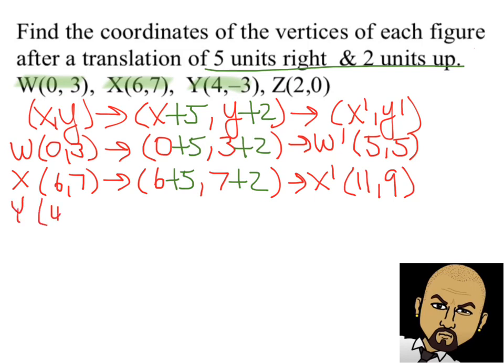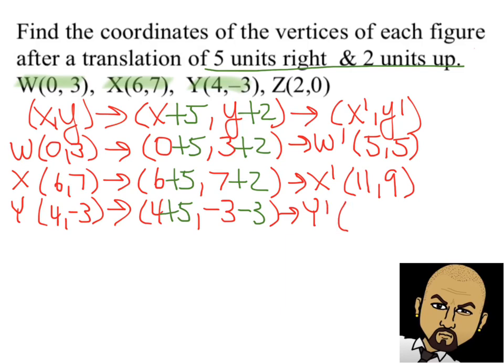Here we have Y. Start off with the ordered pair 4, negative 3. So the original X value is 4. We're going to go 5 units right, so we're going to add 5 to the X value. We start off with our original Y, negative 3. We're going 2 units up, so we're going to not subtract 3, I'm sorry, it should have been add 2. I made a mistake. And so we end up with the ordered pair 4 plus 5, and we should have the ordered pair negative 9, negative 6.